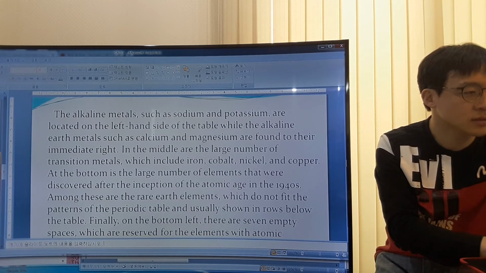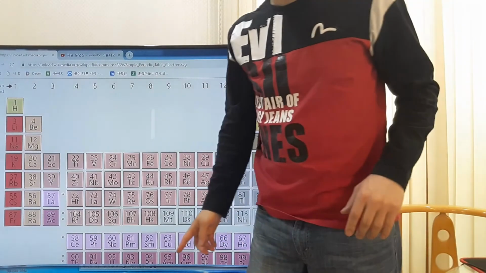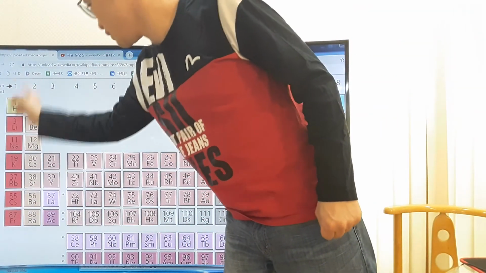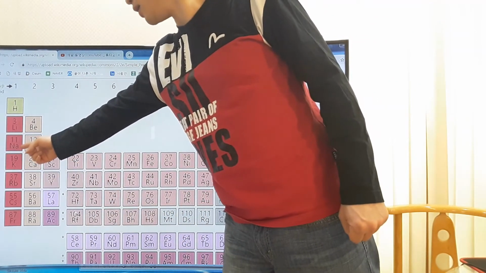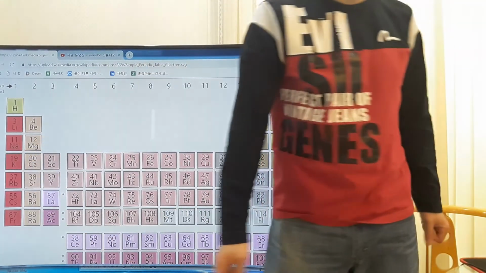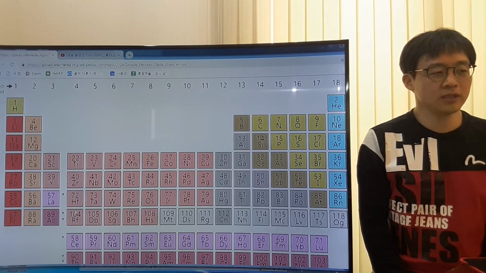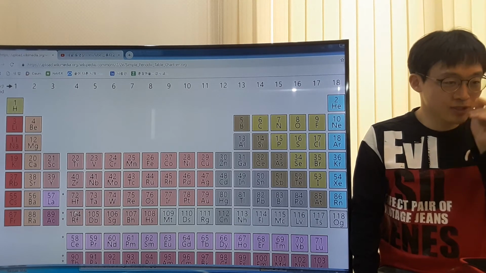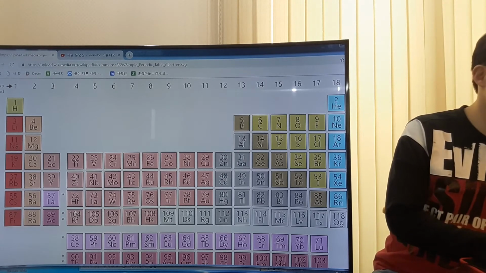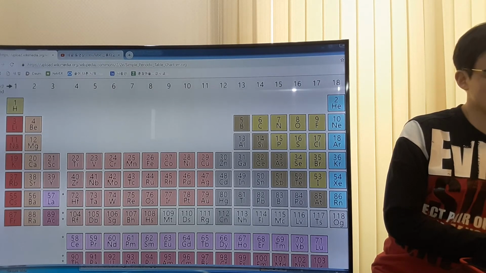Alkaline metals are on the left-hand side of the table. Sodium, potassium, alkaline metals. Basically, on the first group, sodium is Na, right? And potassium is K. The chemical symbols. The reason that they have Na or K as the symbol is because they use Latin instead of English to have as their chemical symbol.